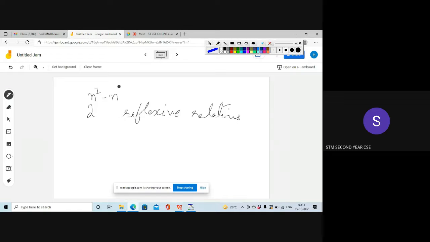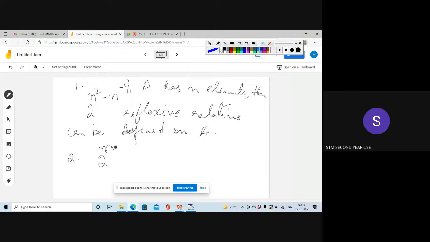If A has n elements, then 2 raised to n squared minus n reflexive relations can be defined on A. And how many symmetric relations? 2 raised to n(n+1)/2 symmetric relations can be defined on set A. If a set A has n elements, then this number of reflexive relations and this number of symmetric relations are possible.